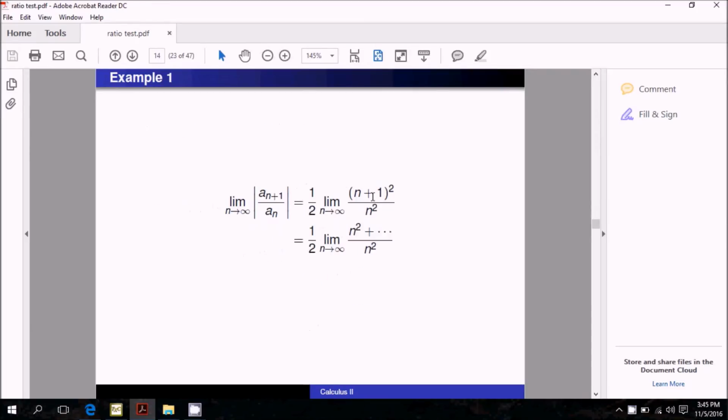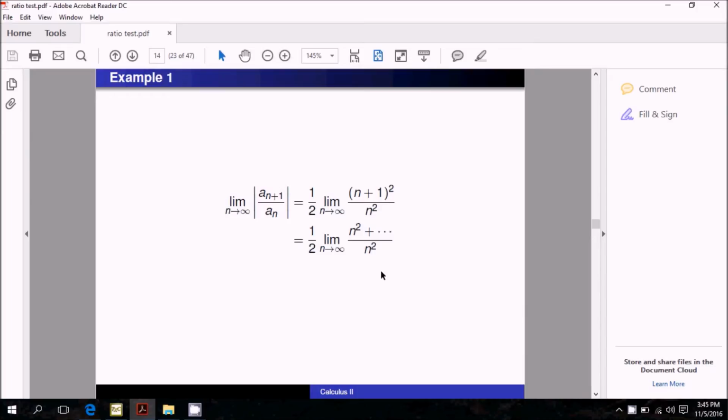And when we look at this limit that we have to evaluate, we've got an n plus 1 squared, which we can multiply out. And you'll notice I've got dot dot dot here, and that's because these terms are going to be smaller powers of n that aren't going to matter. Why not? Well, because this is an infinity over infinity indeterminate form, so we use L'Hopital.